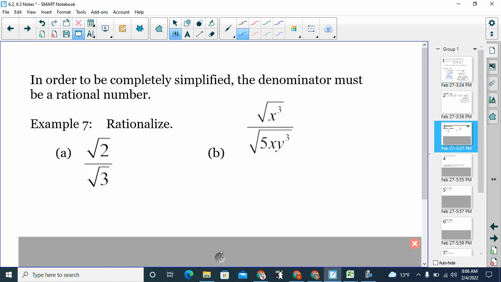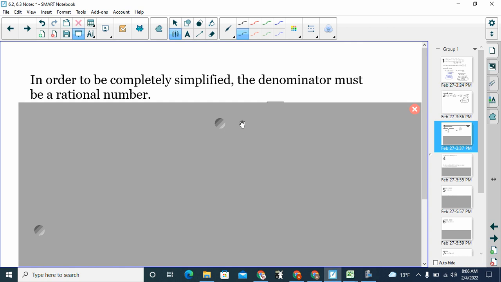Next thing we need to take a look at is rationalizing the denominator. In order for an expression to be completely simplified, the denominator, the bottom, has to be rational, which means it does not have a root in it.